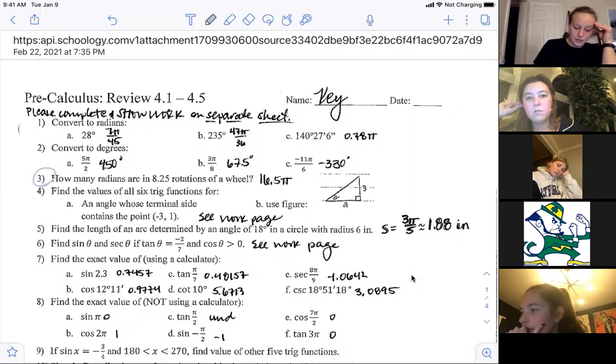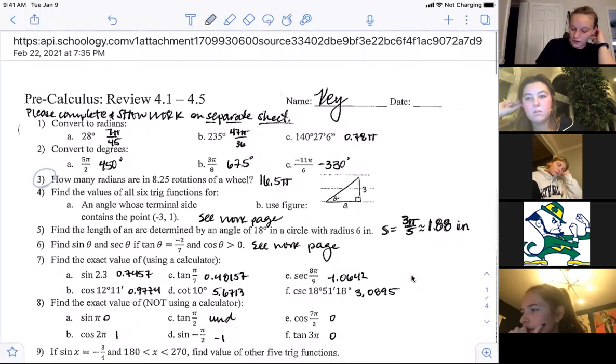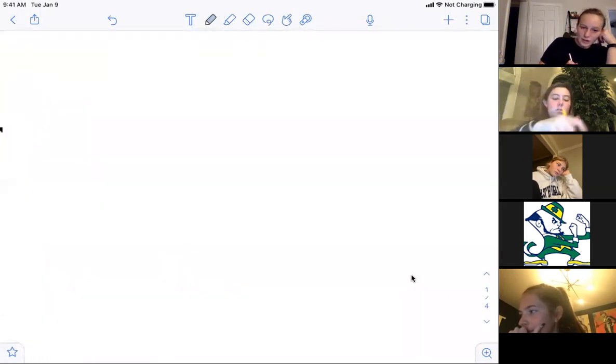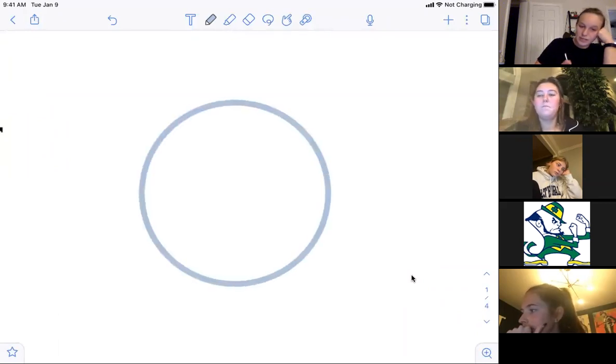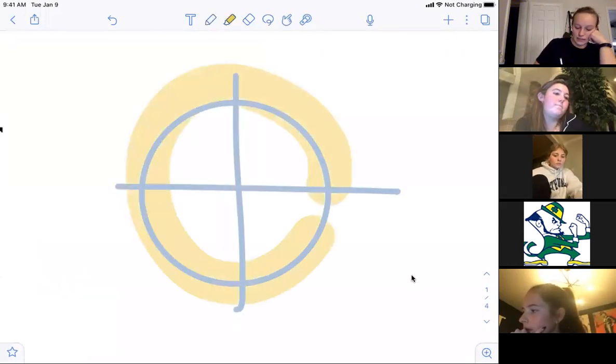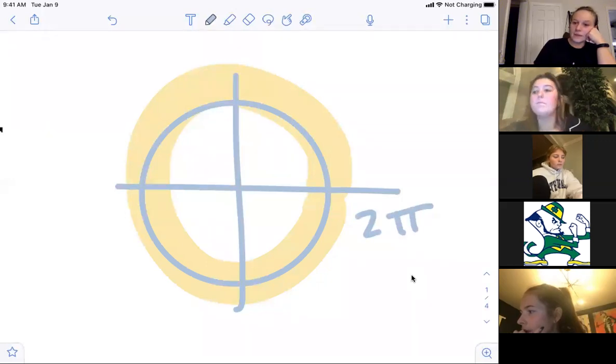So how many radians are in 8.25 rotations of a wheel? This is easier than you think it's going to be. If we have a wheel, it starts like here and then it goes all the way around, and that's one rotation. That's a full circle. How many radians are in one circle? We were going around once. That's 2 pi, right?